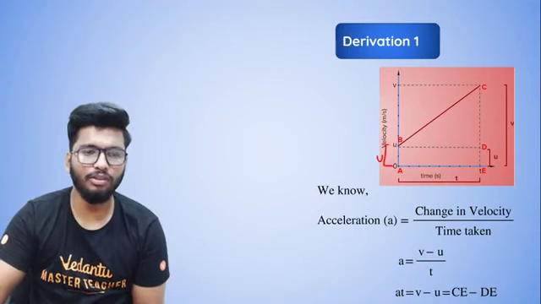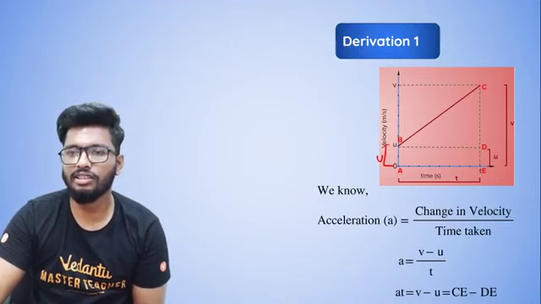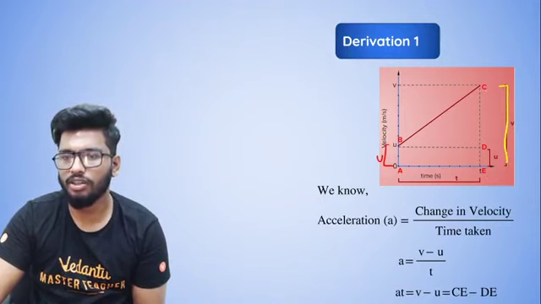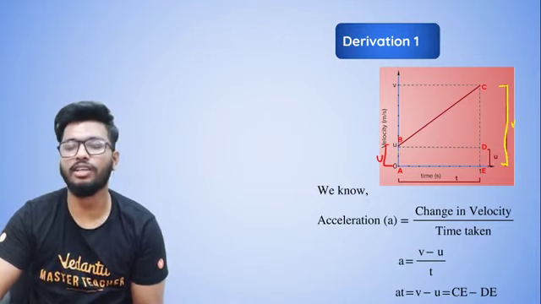I'm going to use a different color so that you don't get confused. Whatever I write with yellow. So this distance is the total velocity, which is the final velocity. This is the initial velocity. This is the final velocity.